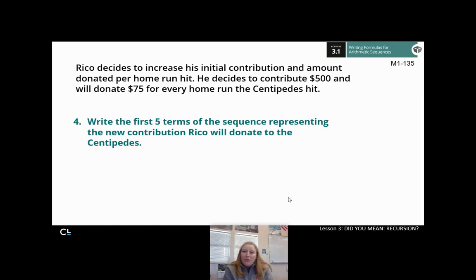So for question number 4, to get us started so that we can figure all this mess out, I would like you to write the first 5 terms of the sequence representing this new contribution that Rico is going to be donating to the Centipedes. Go ahead and hit pause, give me the first 5 terms, and then hit play when you're ready to check your work.